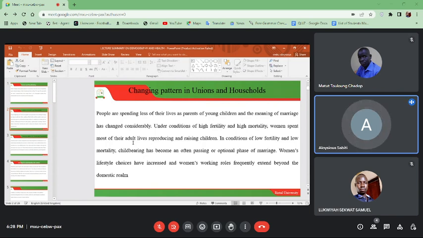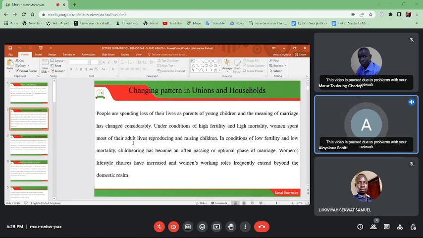So women, because there is low fertility and low mortality, and marriage or child raising is now an option, now focus more of their life onto their working roles, and they decide to pursue a lifestyle beyond our African context of the domestic realm.